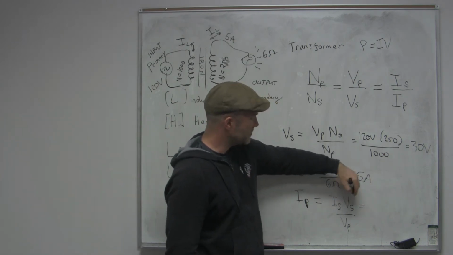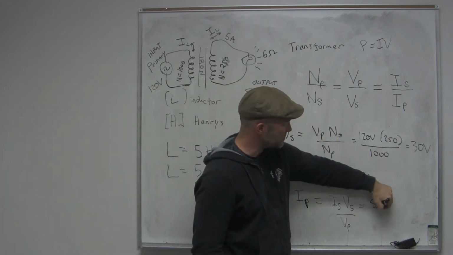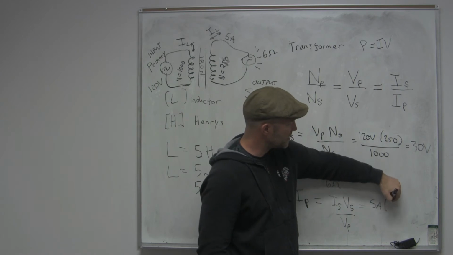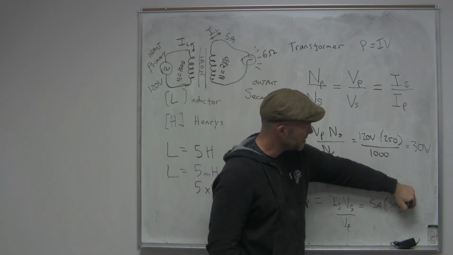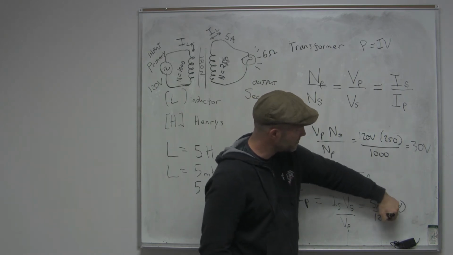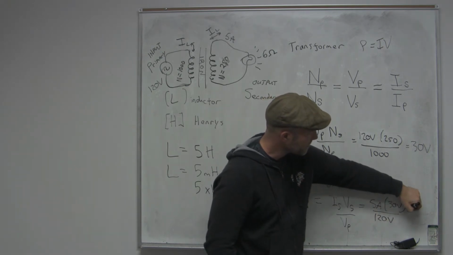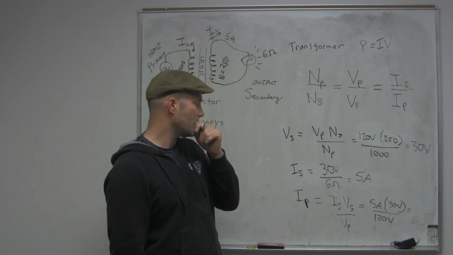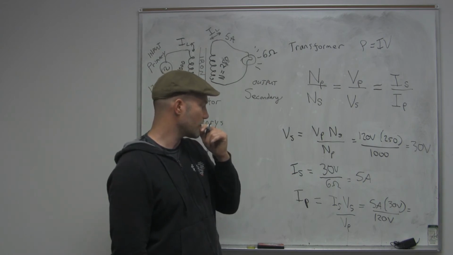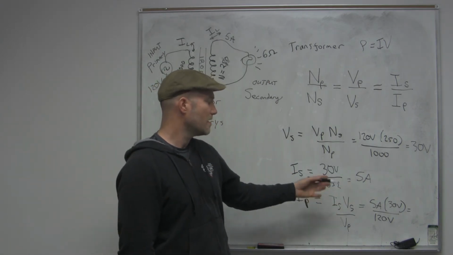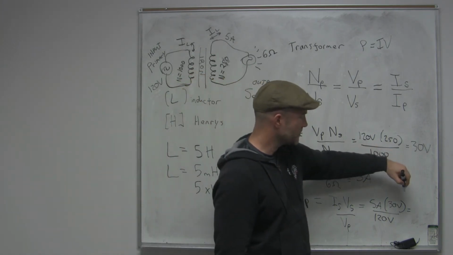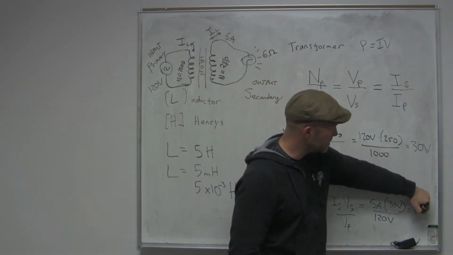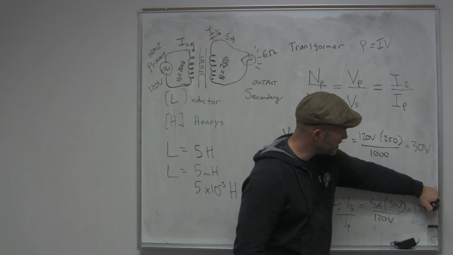And so that's equal to: current on the secondary is 5 amps, voltage on the secondary is 30 volts, voltage on the primary is 120 volts. And that's equal to 5 times 1 over 4. It reduces to 1/4. So 5/4, which is equal to 1.25 amps.